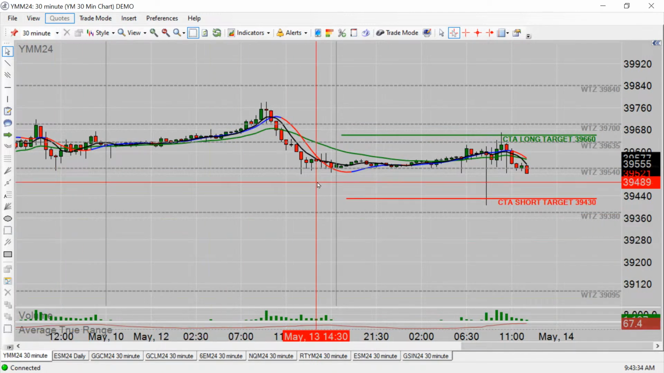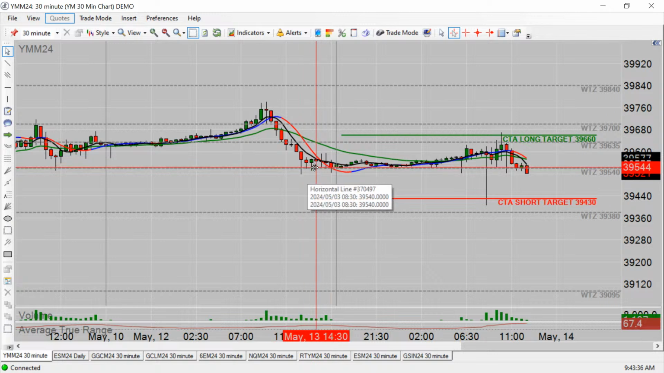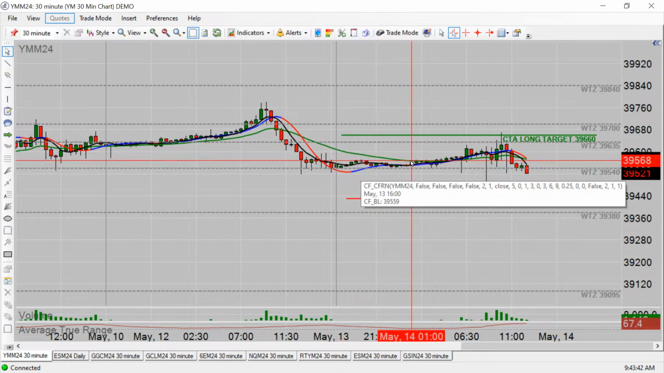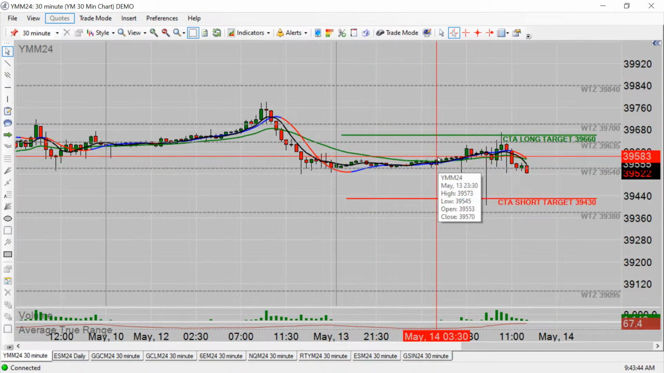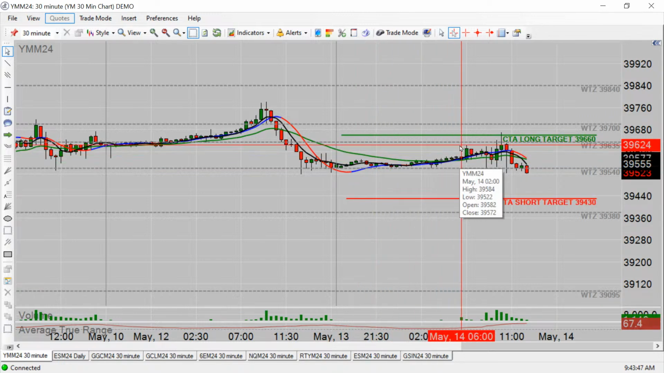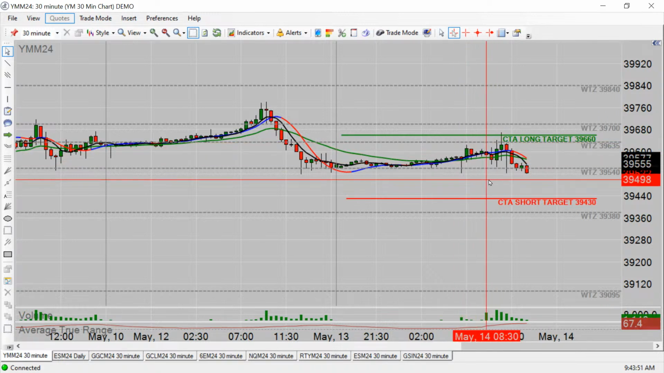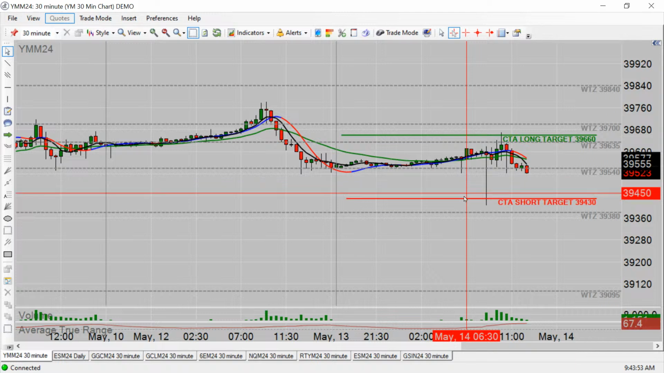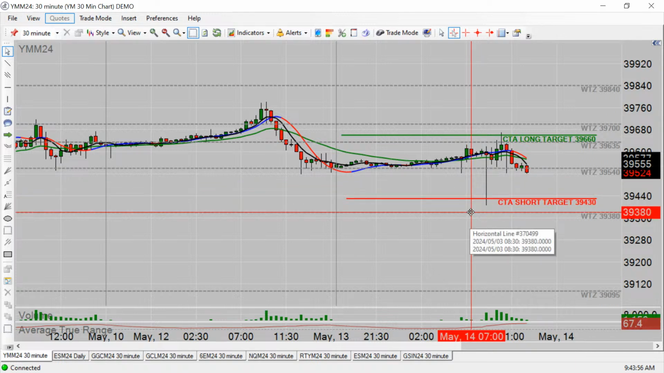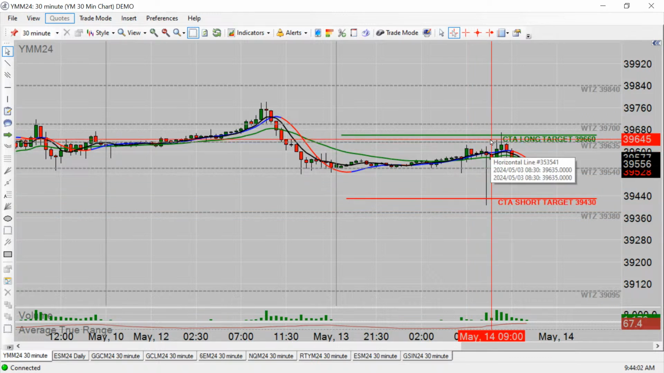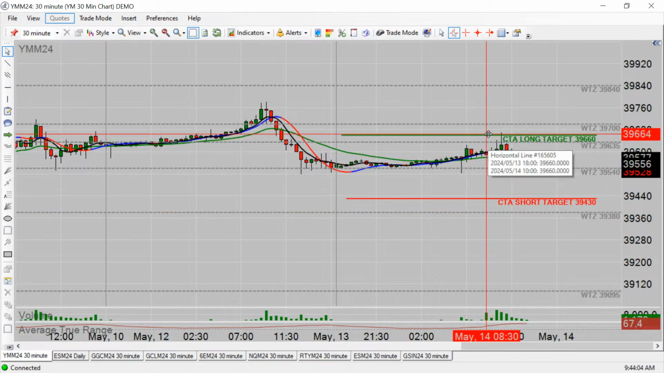On the Dow, pretty much the same, sideways into the close yesterday. Last night, sideways when we opened. Finally got above the BBC. Almost made it to the zone overhead. Then we got that same 8:30 rush to the downside where we hit the short target, just like we did on the ES. And then popped right back up and hit the long target.